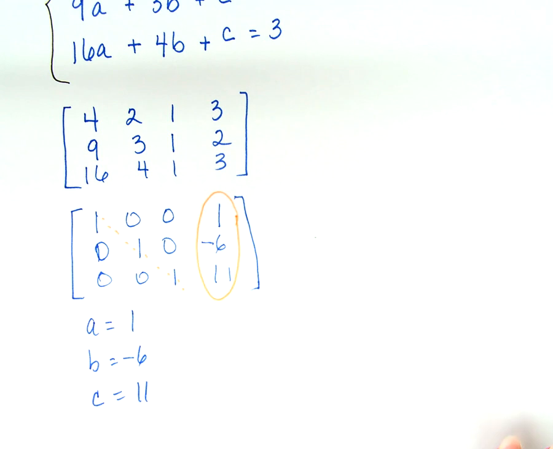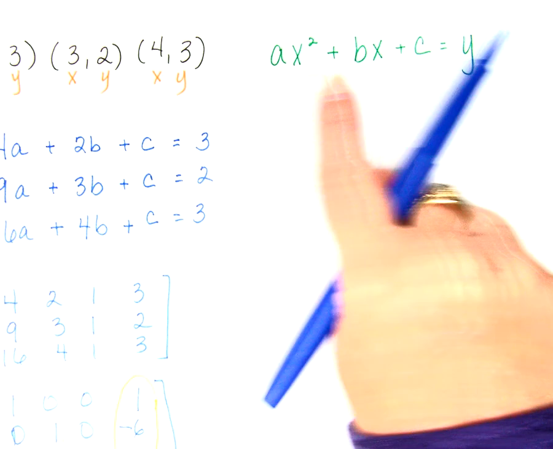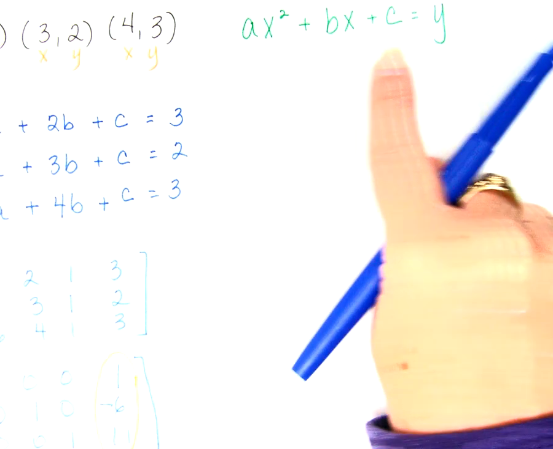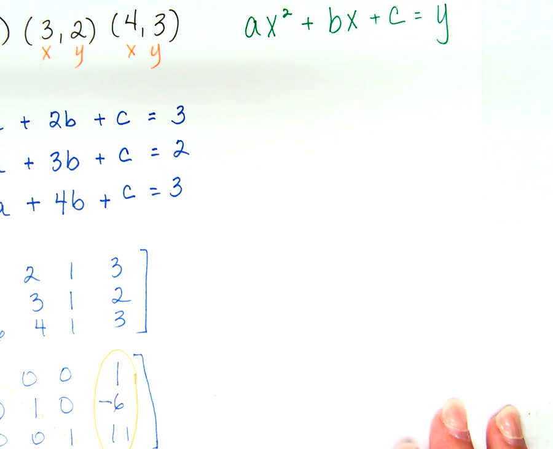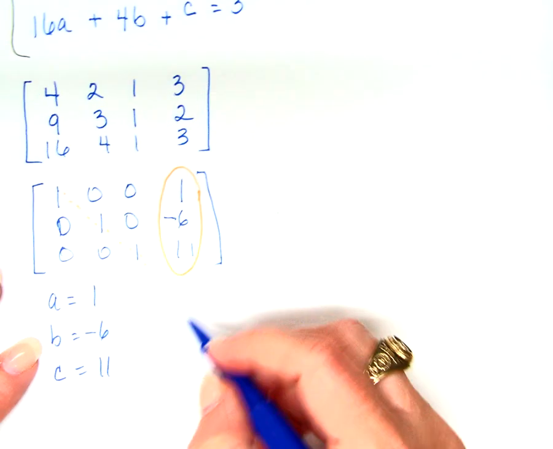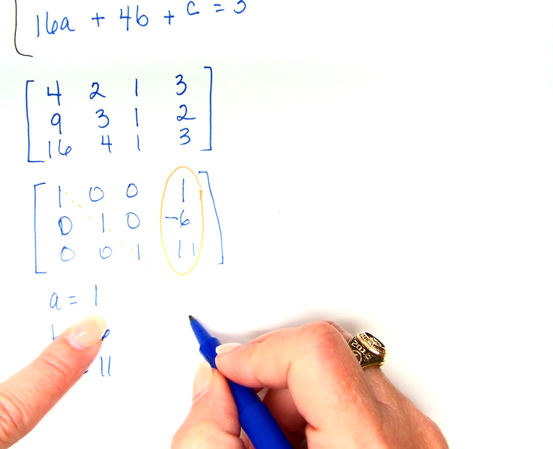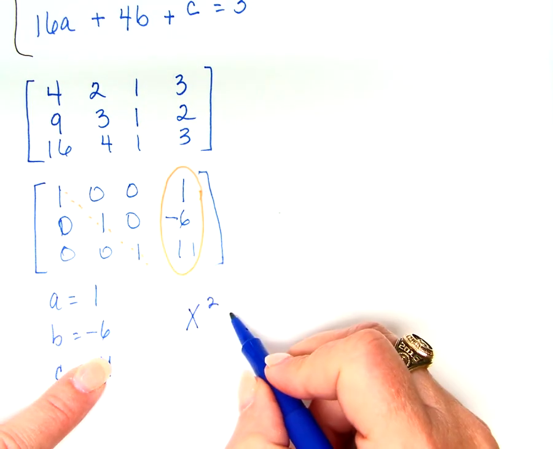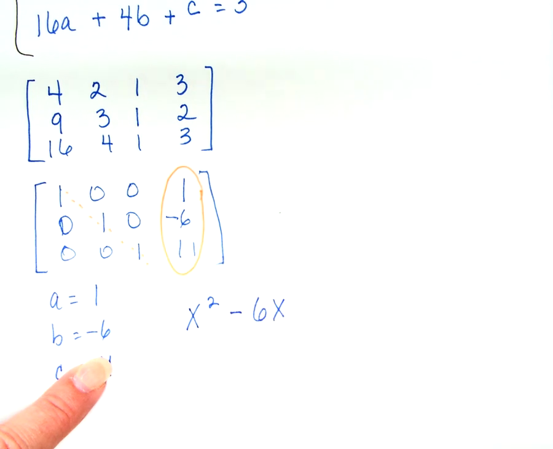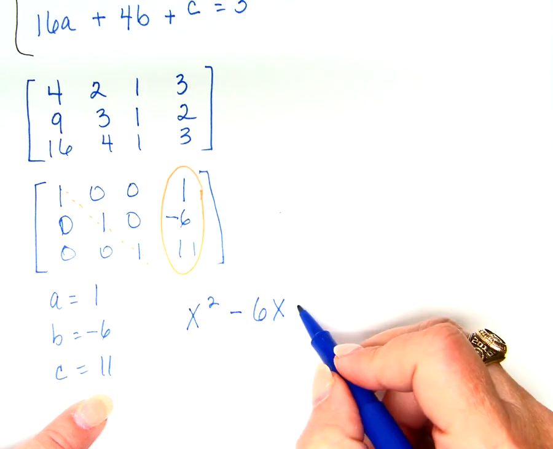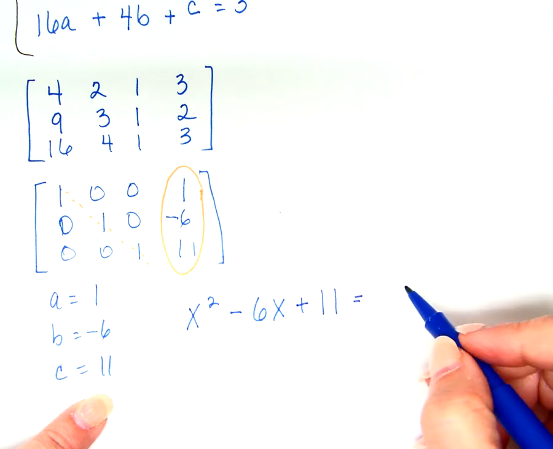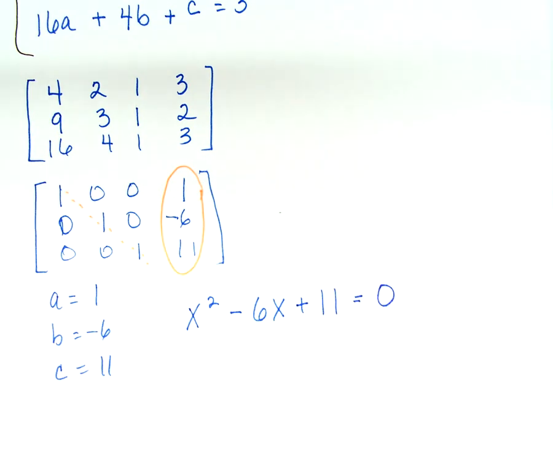Now what did I ask you for in the very, very beginning? I asked for the equation of the quadratic, right? If I just solve for A, B, and C, don't I now have enough information to write the equation of my quadratic? So tell me the equation of my quadratic. It's just going to be x squared, then plus bx, plus negative 6, so minus 6x, plus 11 equals y, or 0. Either one is okay with me.